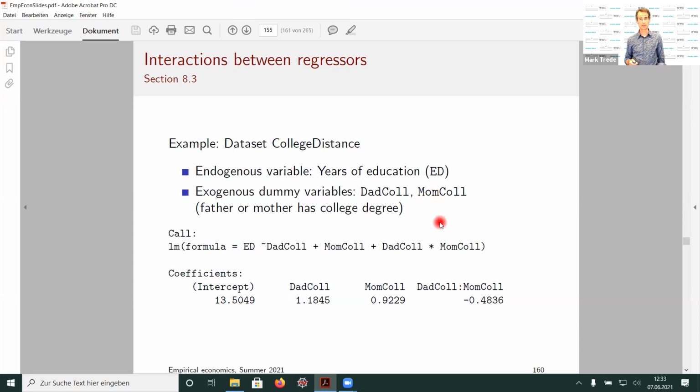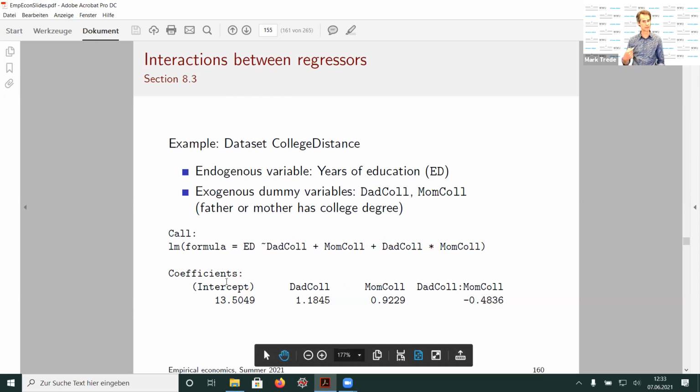All right, we put that into the LM command. We use the endogenous variable on the left-hand side. Then we have the tilde, which in this context means explained by. This is, as usual, the first variable on the right-hand side plus the second variable on the right-hand side. And now we have to add the interaction term, and that's usually done in R by really adding the product of these two variables. So you really just use the product sign. And this is the outcome.